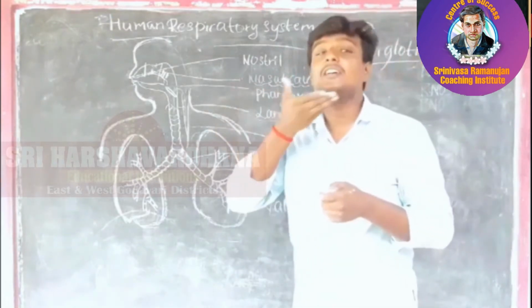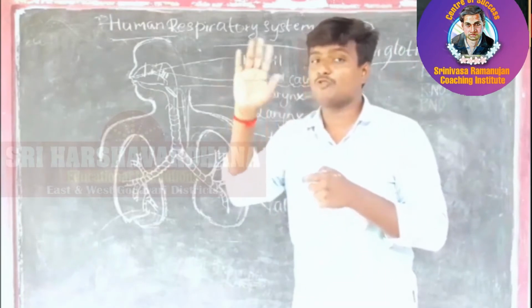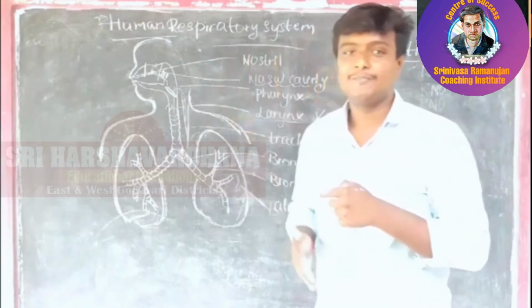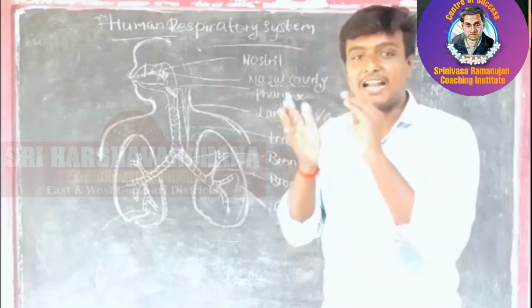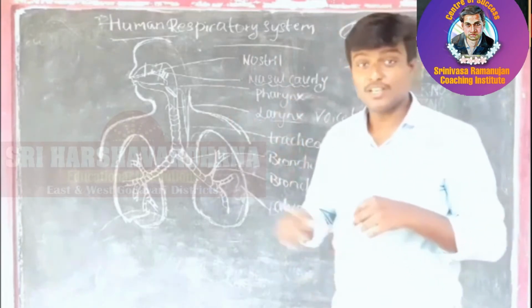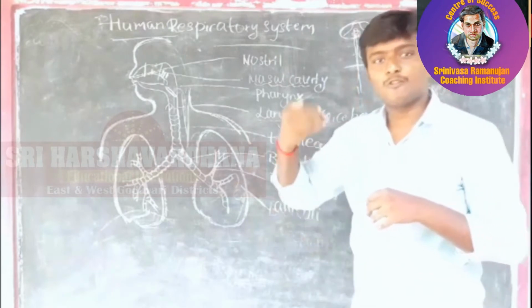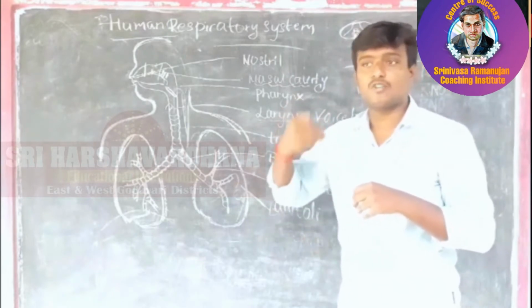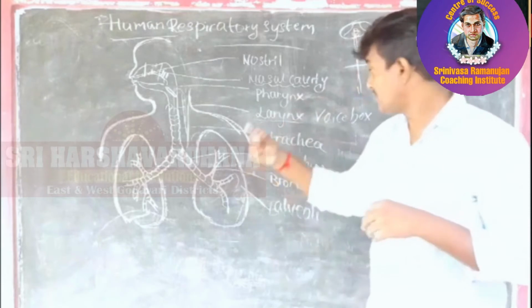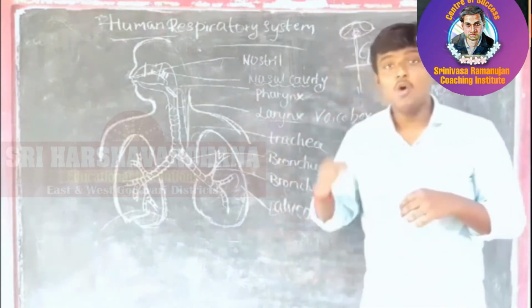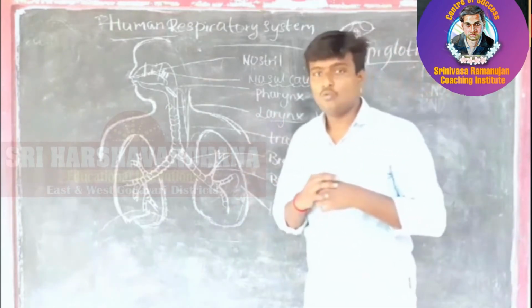Even when you are talking, keep your palm in front of your mouth, and you will feel some air blowing and touching your palm. So the larynx performs the function of pronunciation. It helps us to talk. That's why we call the larynx the voice box.